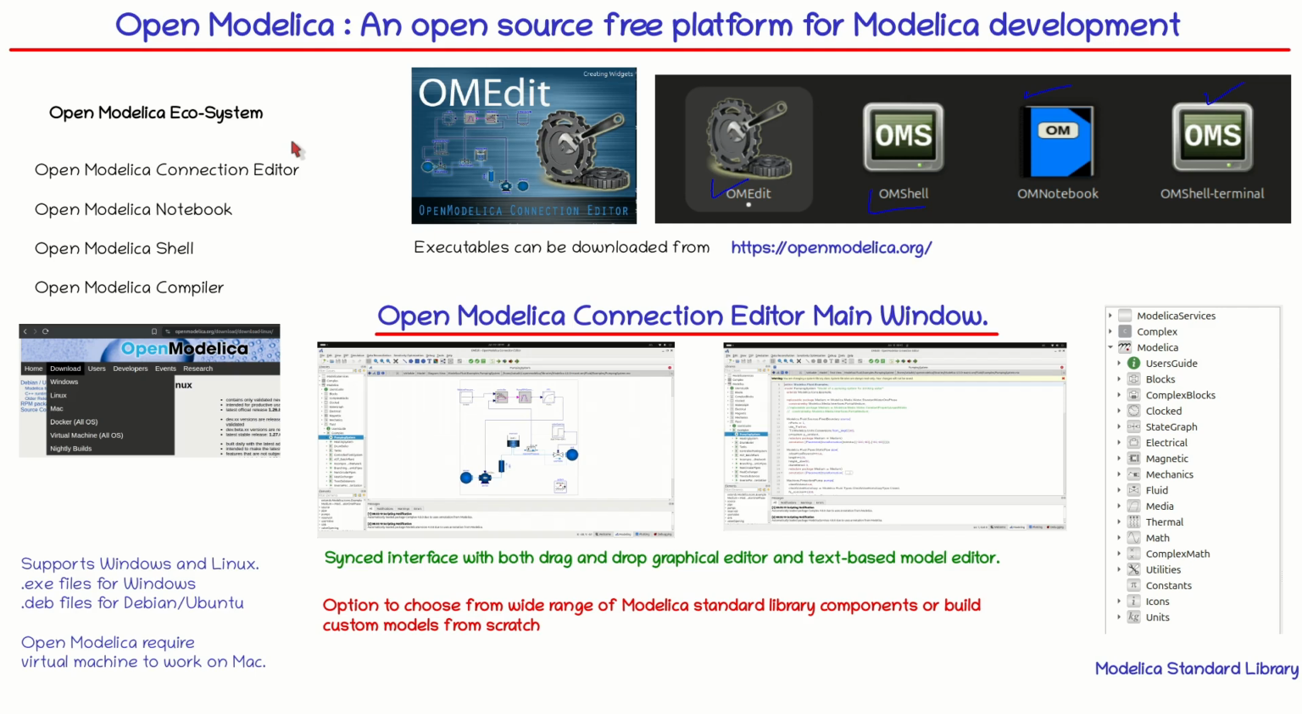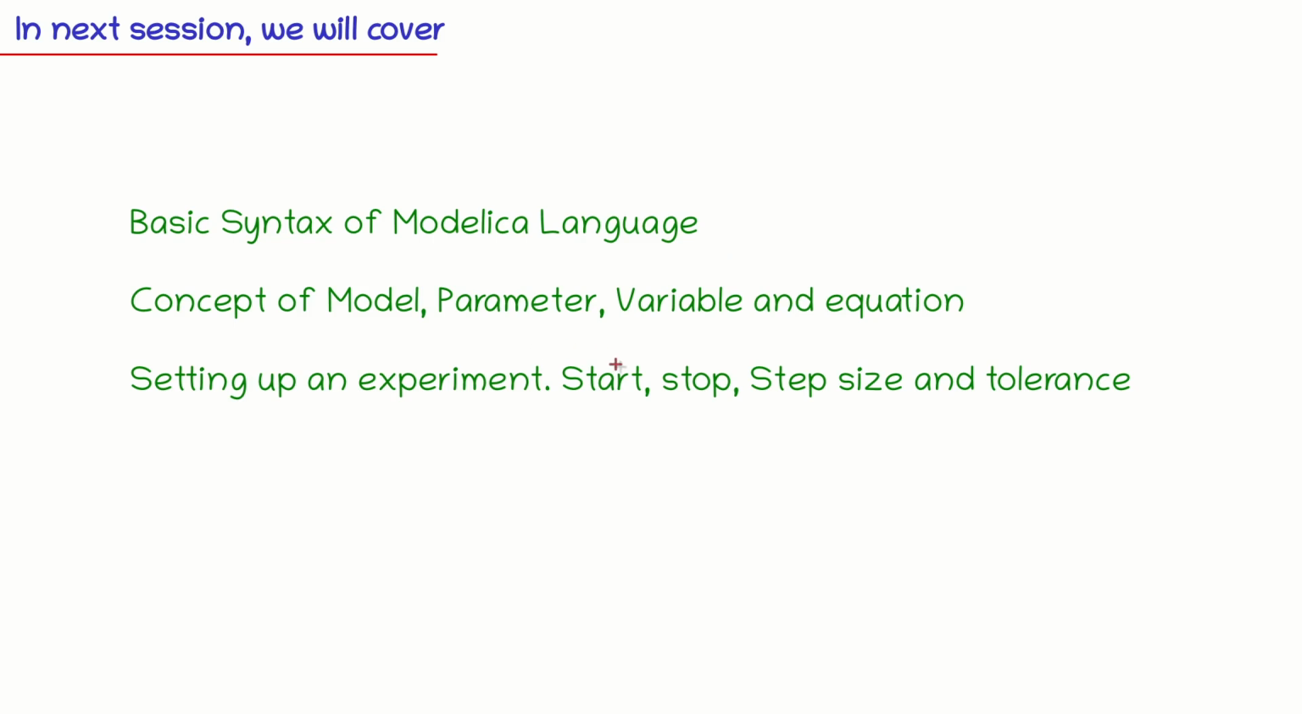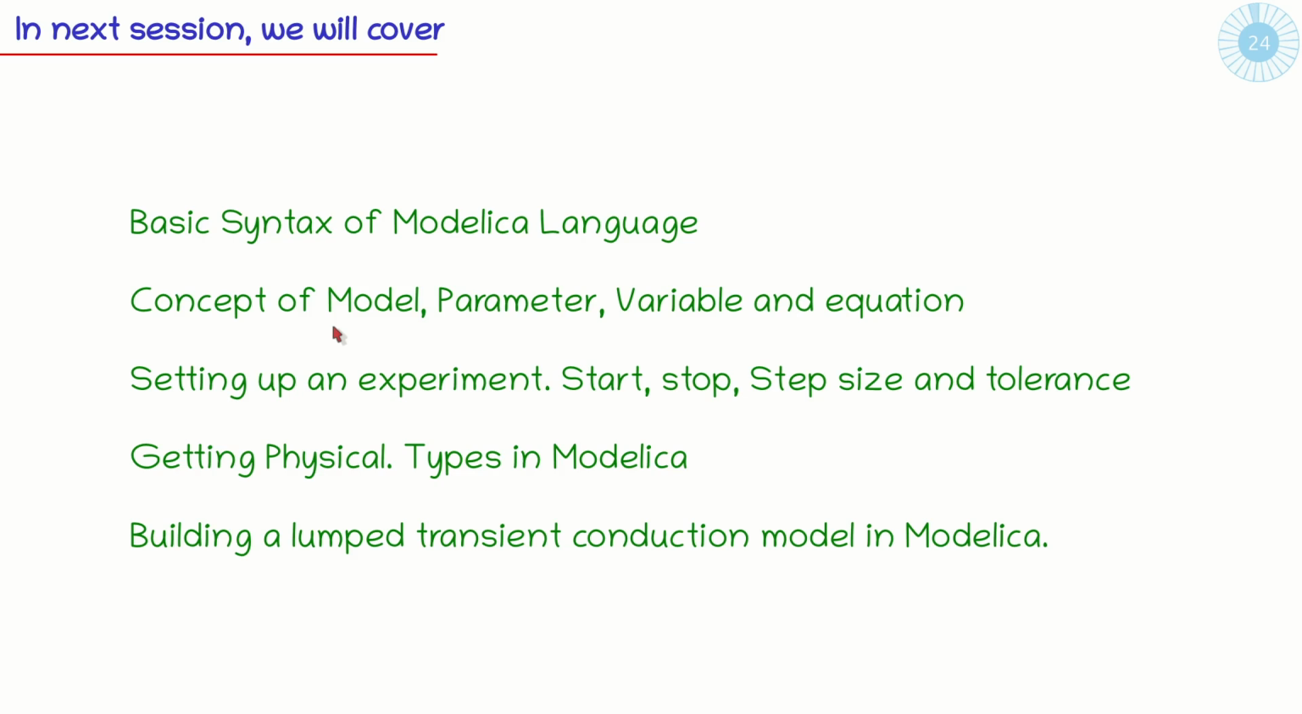So with that, we are reaching the end of today's session. In our next session, we will talk in more detail about the basic syntax of the Modelica language. Then we will see how the start, stop, step size, and tolerance values can be controlled. All this will be done using a physical example. So we will understand a little bit about how to have physical types like temperatures, pressures, etc. in Modelica, and how we can define them as variables. And then we will build a very simple transient lumped capacitance model in Modelica. So this will give us the confidence to build a very simple model from scratch.